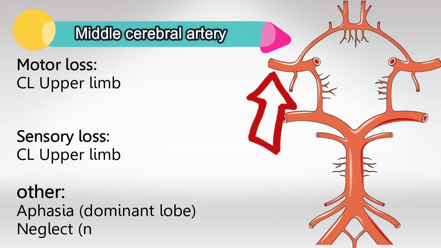Middle cerebral artery occlusion will result in motor and sensory loss of the contralateral upper limb. And if it involves the dominant parietal lobe, it will cause aphasia, and if it involves the non-dominant parietal lobe, it will cause neglect syndrome.